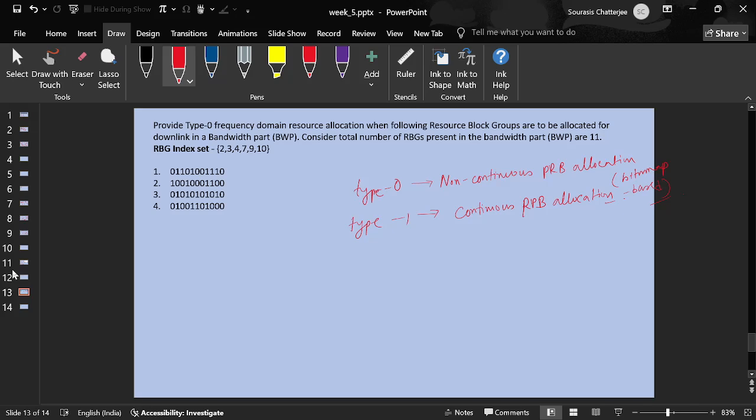Because when you are saying bitmap based, basically for each subcarrier you need to assign one bit, right? If we are using a subcarrier, we set it to 1. If not assigned, we set it to 0. So that way I need a 275-bit sequence. Is that affordable or not?